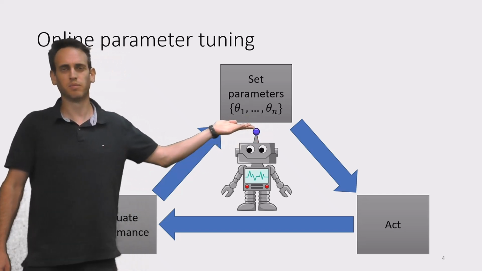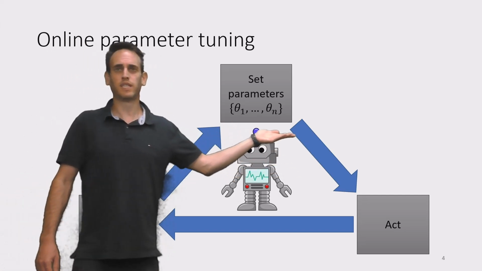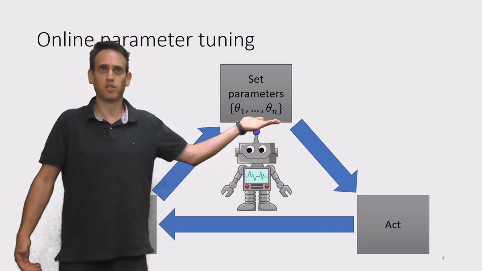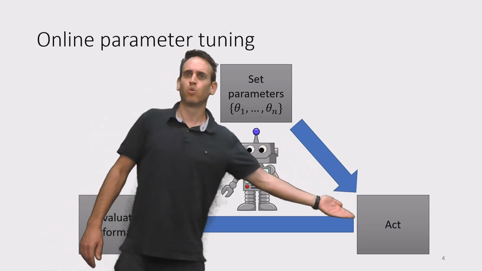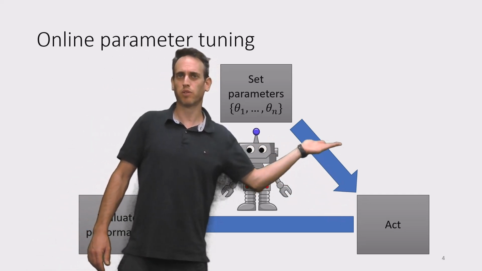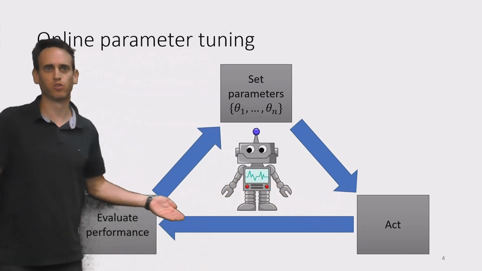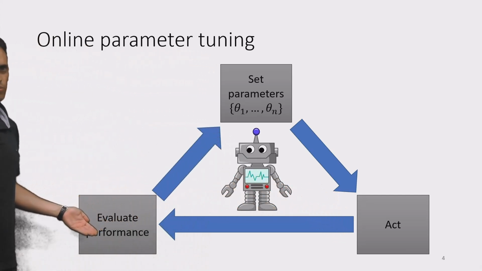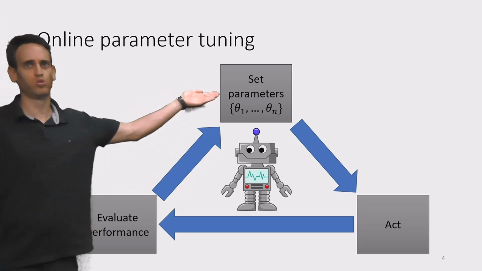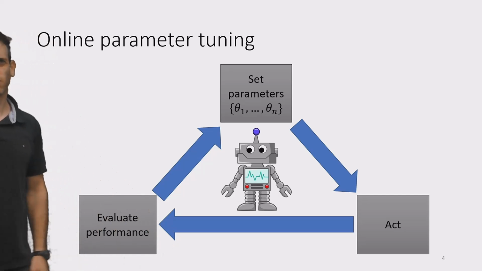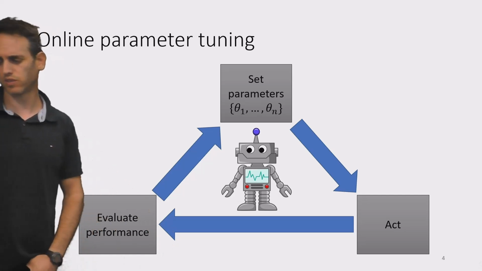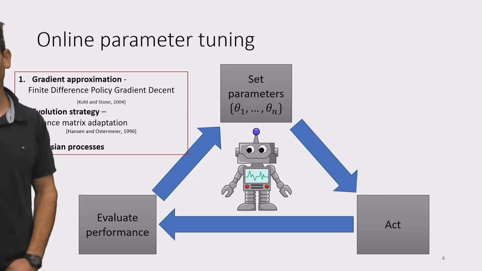So a limited dimensionality. We set it initially arbitrarily. We evaluate the parameters in the real world. If it's a policy, we act in the real world. We observe the outcome, the performance. We evaluate that, and we use this evaluation in order to tune our parameters. Okay, so something very similar to online learning that we've seen before in reinforcement learning.